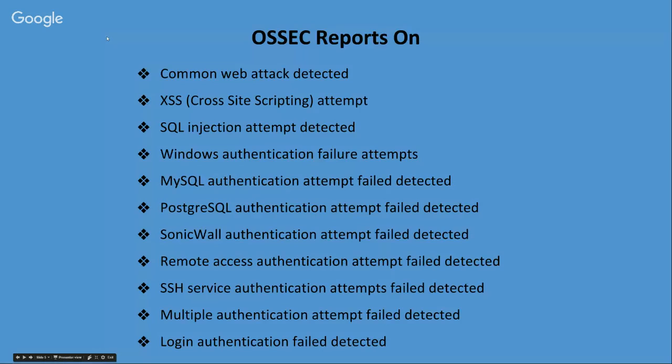Ossec reports on a host of things: common web attacks, cross-site scripting, SQL injection, Windows authentication failure attempts, MySQL authentication failures, PostgreSQL authentication failures, SonicWall authentication failures, remote access, SSH, multiple authentication attempt failures, and login authentication failures. All of these would be identified just in case you have an attack or someone is trying to get into a system without authorization.